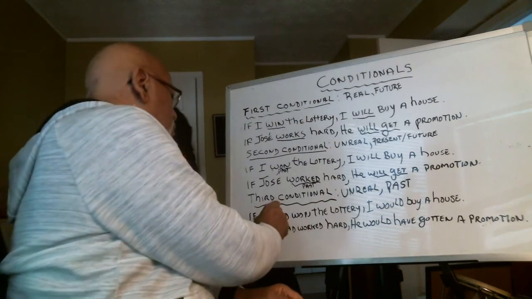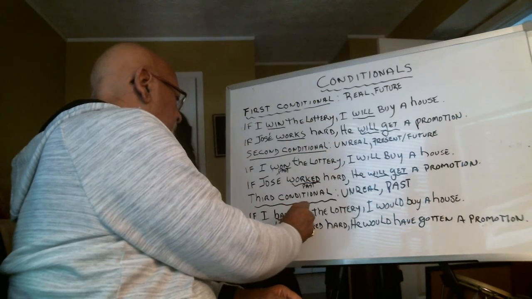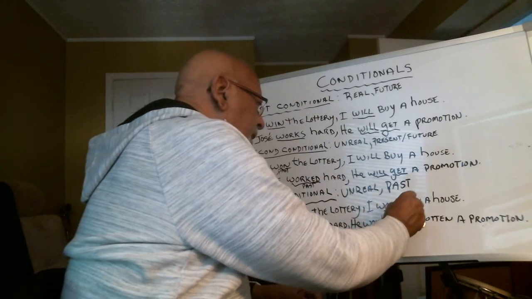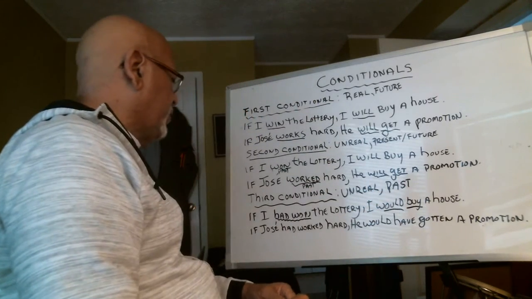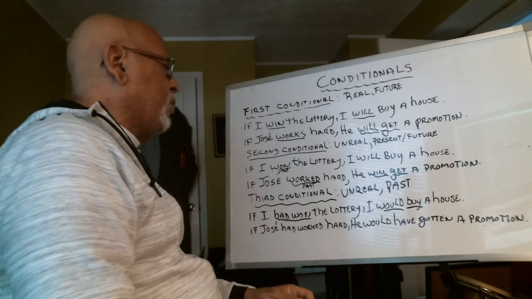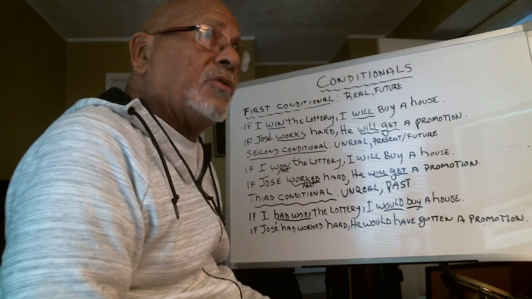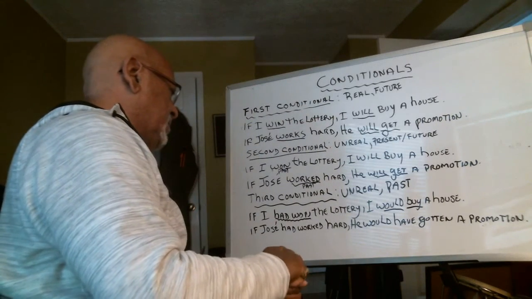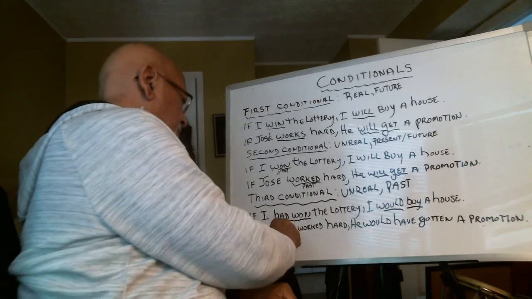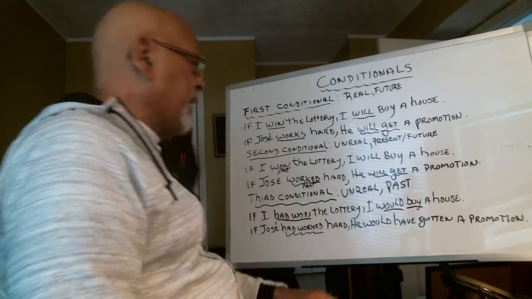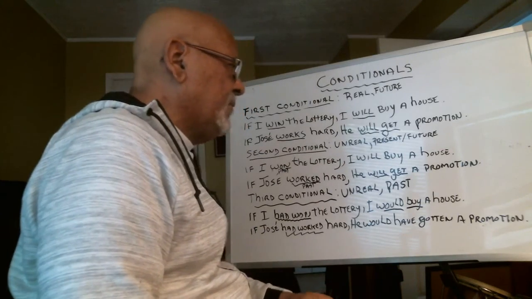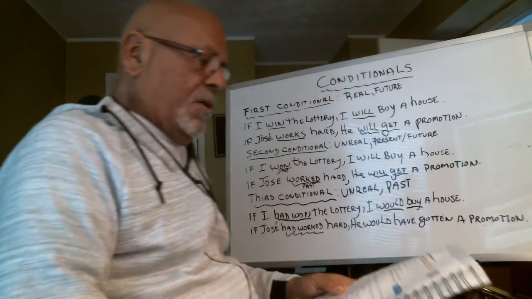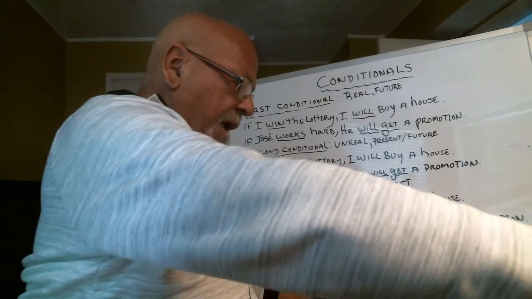And the third conditional is unreal in the past. If I had won, okay, that's past perfect, I would buy, modal verb, a house. If I had won the lottery, I would buy a house. If Jose had worked, past perfect, he would have gotten a promotion. Okay.